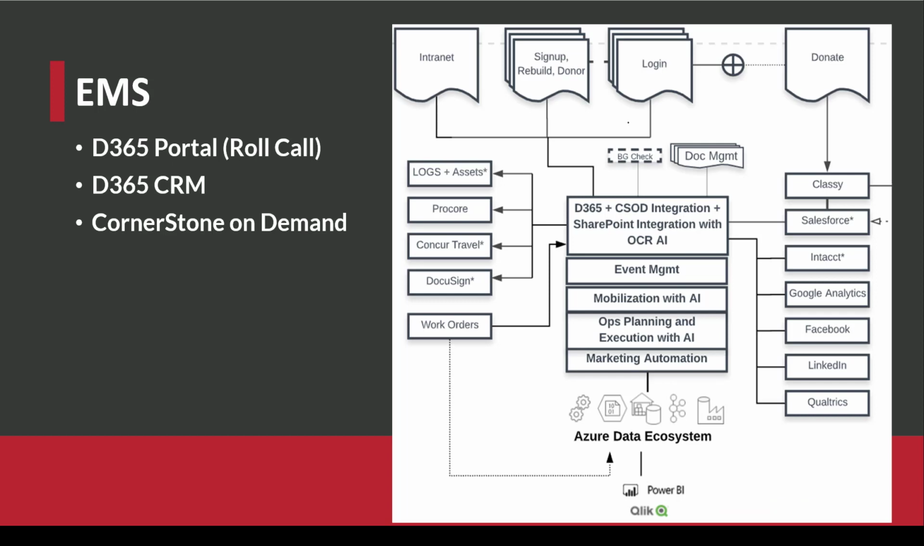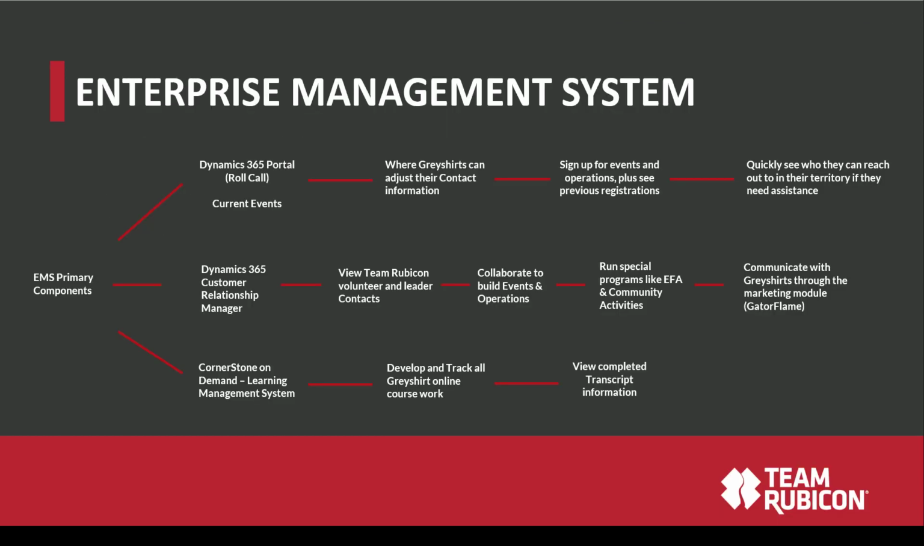And it has given us a stable platform to build on as we look to do field services, client services, help desk, and lots of other initiatives in the EMS in the near future. The three main components that make up the EMS are the Dynamics 365 portal, otherwise known as Roll Call, the Dynamics 365 Customer Relationship Manager, or CRM, and the Cornerstone OnDemand Learning Management System. And we'll take a look at all three of these now.